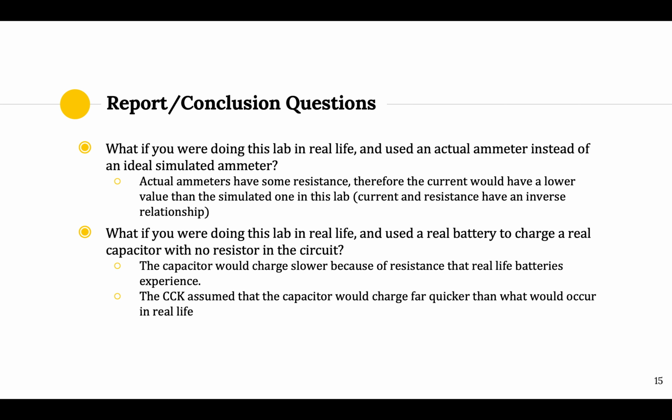And finally, what if you were doing this lab in real life and used a real battery to charge a real capacitor with no resistor in the circuit? What would happen is the capacitor would charge slower because of the resistance that real-life batteries experience. CCK assumed that the capacitor would charge far quicker than would have occurred in real life.